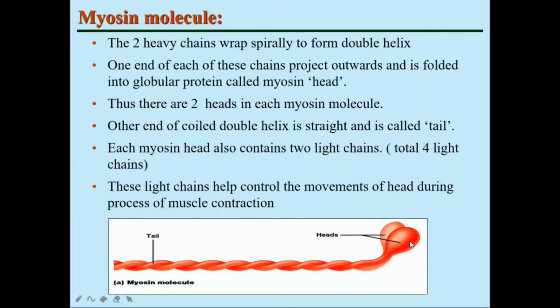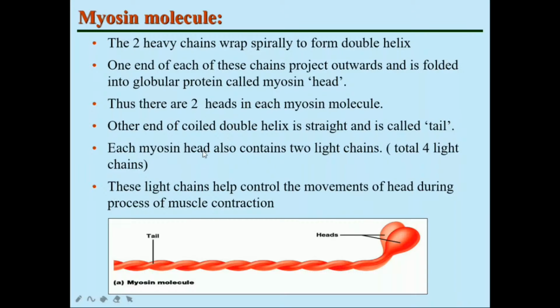Here at its end, the chain is folded upon itself to form a globular structure. So this is the head of one thick chain or heavy chain, and this is the head of the other heavy chain. This folding of the head forms a globular structure, and therefore it is called the head of the myosin molecule. Thus there are two heads in each myosin molecule. The other end of the coiled double helix is straight and is called the tail, which we have already discussed.